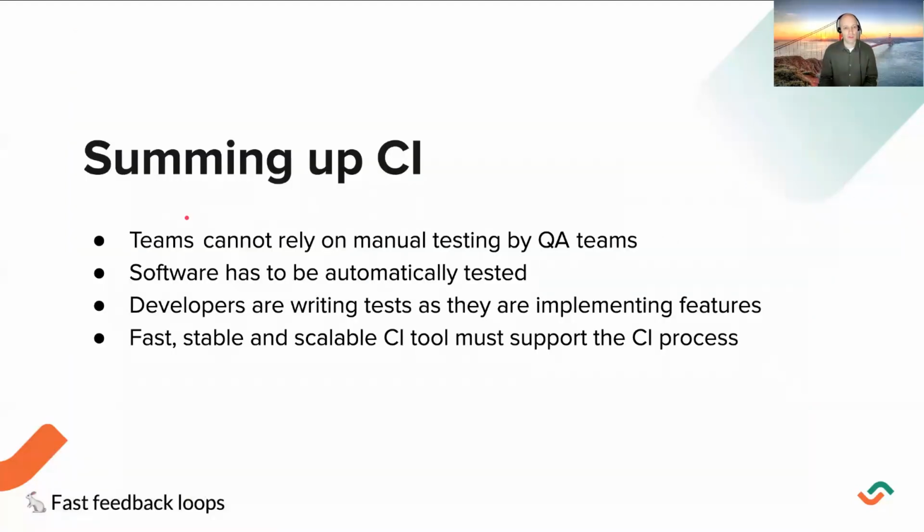Okay, summing up. So CI, as we said, means teams don't need to rely on QA teams and a slow feedback loop. Software has to be automatically tested, otherwise you cannot achieve that couple of minutes feedback loop for information on whether the app is working or not. And yeah, developers must write tests as they're implementing features. So that must go roughly at the same time or in parallel. That really cannot be after the fact. You cannot ship something before you also implement the tests.